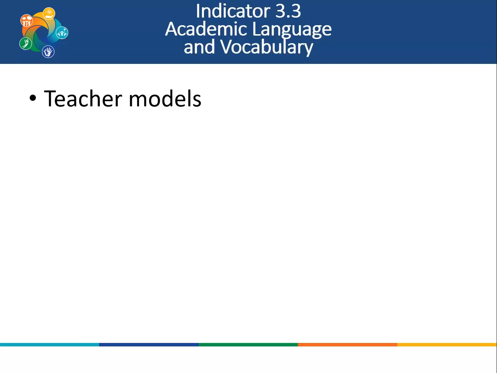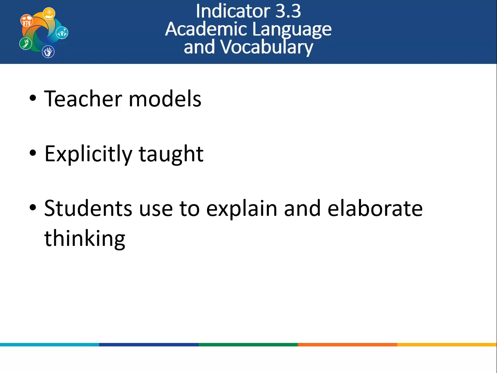First, academic language is modeled by the teacher. The teacher must use the academic language and vocabulary accurately and appropriately. Second, the language is explicitly taught by the teacher. In most cases, we can't just expect students will know academic language. We must teach it explicitly. Finally, students then use the academic language. In a strong classroom, students use academic language and vocabulary to explain and elaborate on their thinking.